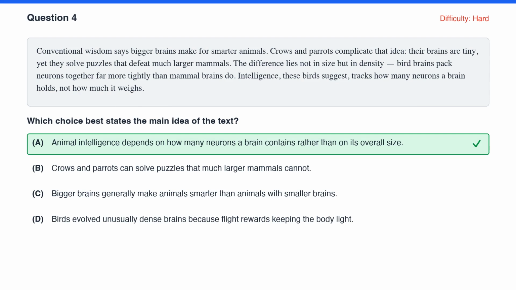A is the claim every sentence points to. The traps were the evidence, the rejected view, and an invented explanation. The three usual suspects on a hard one.